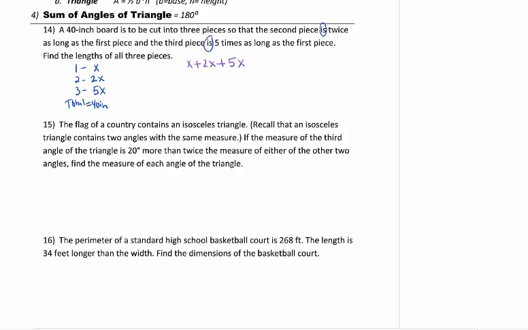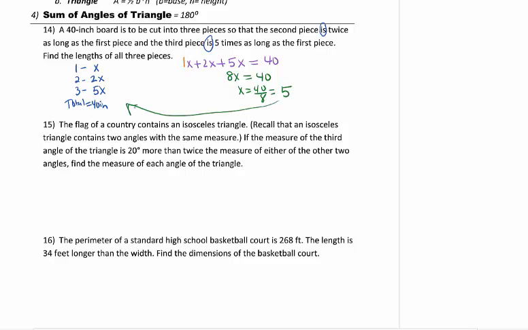So x plus 2x plus 5x equals 40 inches. At this point now we're going to collect like terms. So I have 1 plus 2, which is 3, plus 5, which is 8. So I have 8x equals 40. Divide both sides by 8, and that gives me 5.